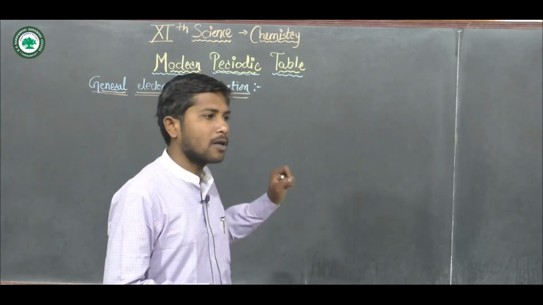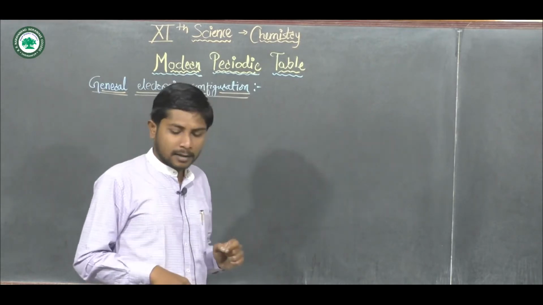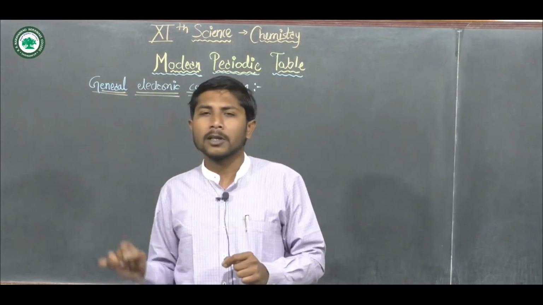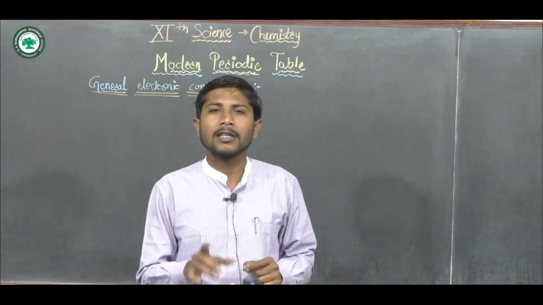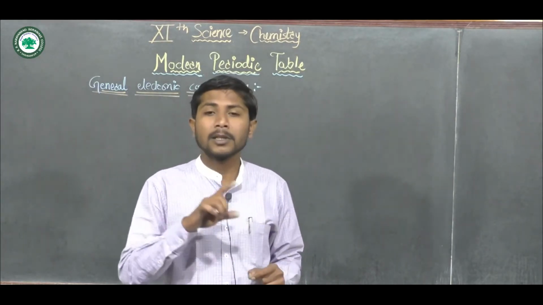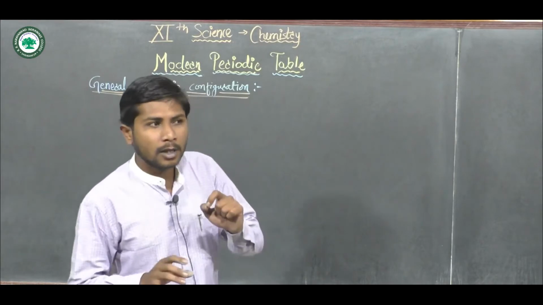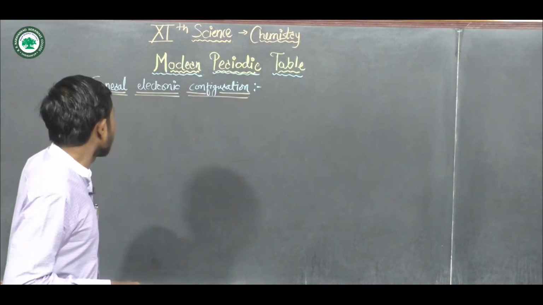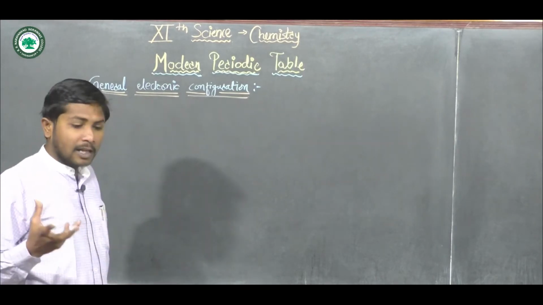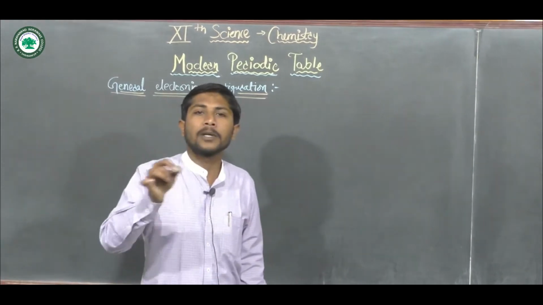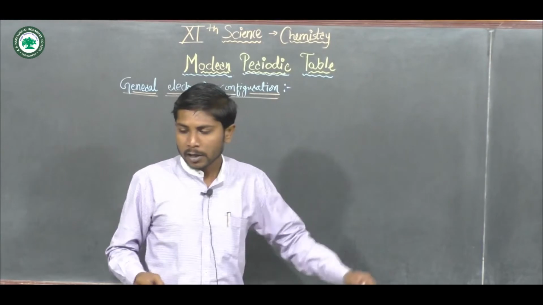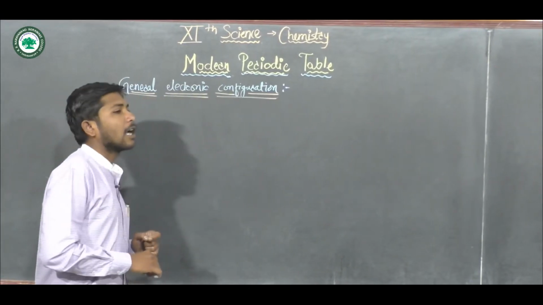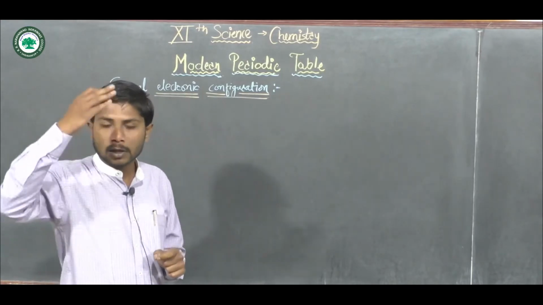The modern periodic table is arranged on the basis of increasing atomic number, as there is a periodicity in the chemical properties and physical properties with increasing atomic number. Now in the last lecture we have seen the general electronic configuration along the periods. Here we will discuss the general electronic configuration along the groups.